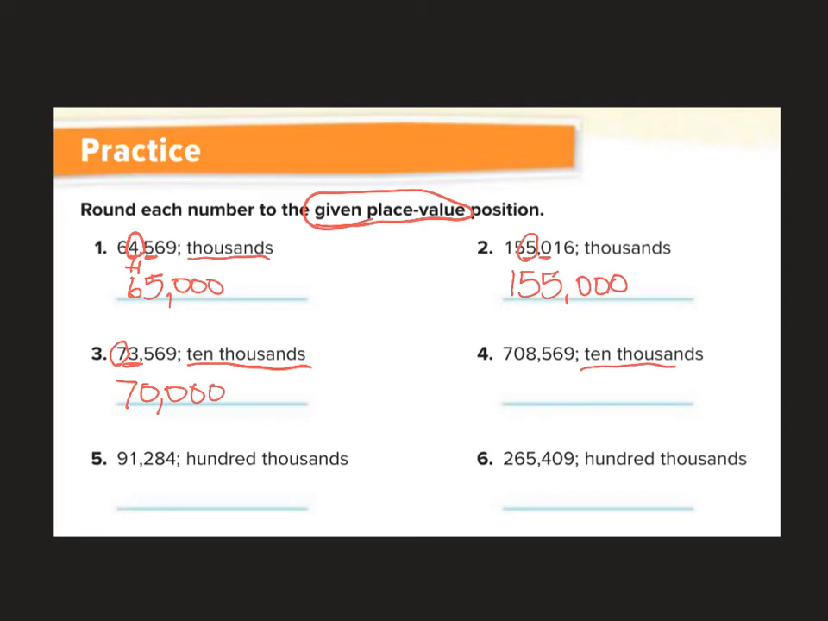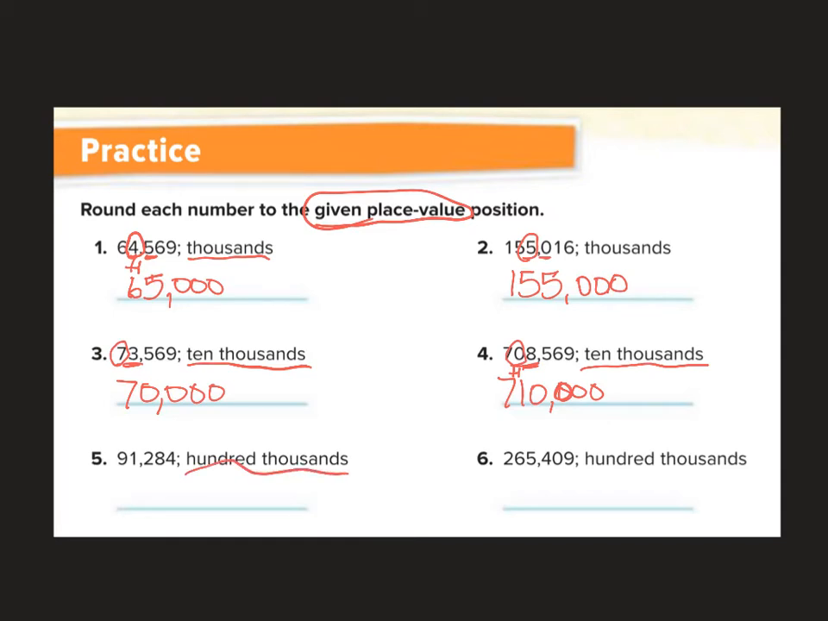All right, we're going to the 10,000s again. Look at that 8. Our 7 stays the same. Our 8 tells us to add 1 to the 0. So we're going to have 710,000.